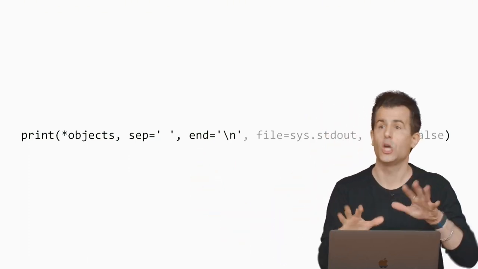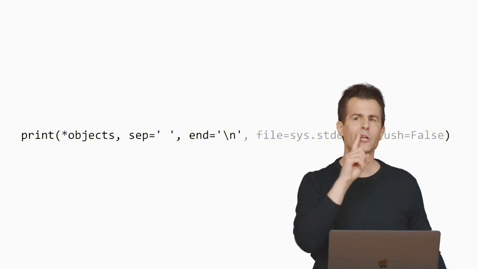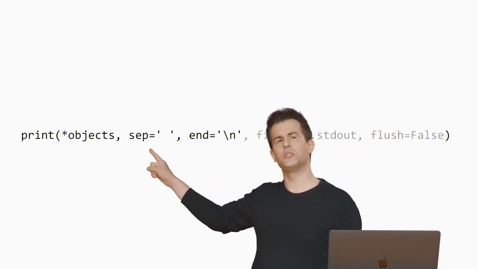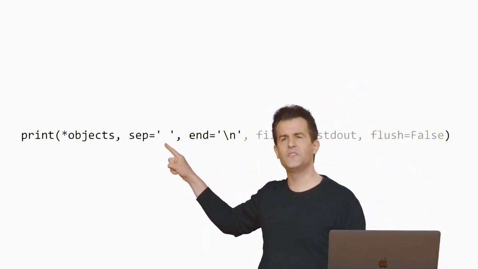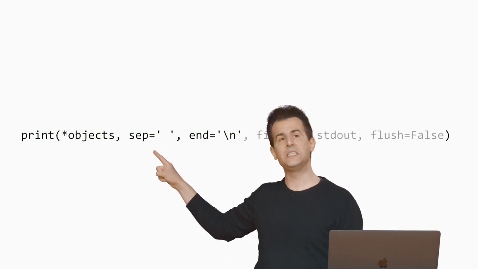You don't literally see \n. You see a new line. You see the cursor moving to the next line. Now, by that logic, let's move backwards. Sep, for separator. The default value of separator is apparently a single blank space. Well, where have we seen that?